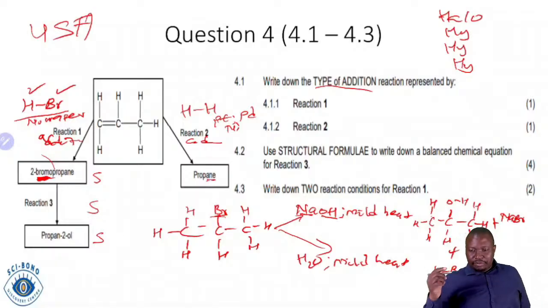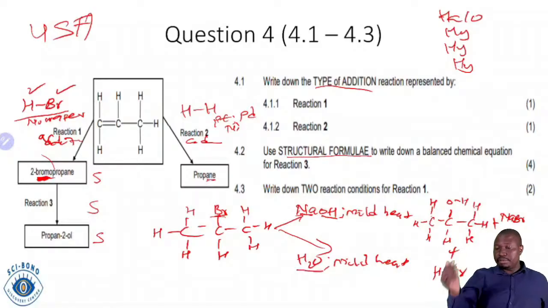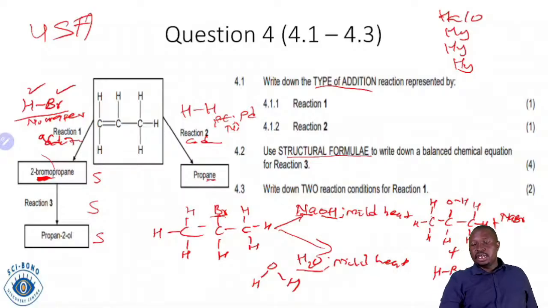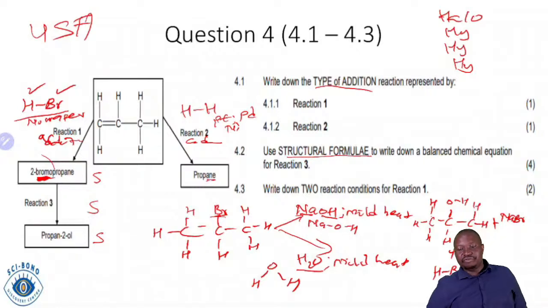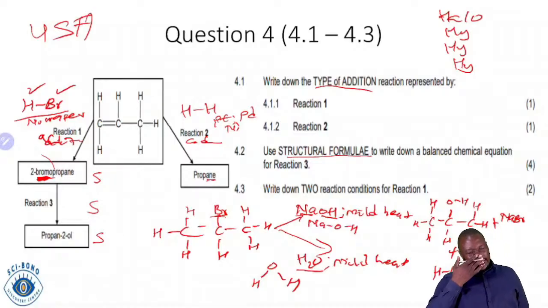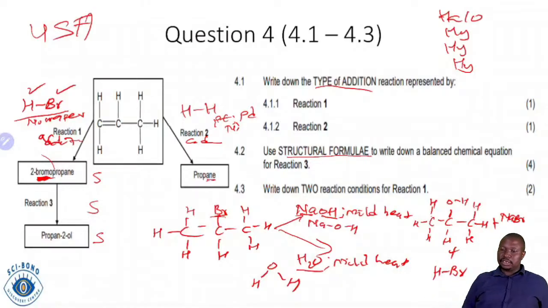Now the trick in terms of this question is that they said use structural formula. So if, for example, you write water like this, it's not a structural formula, you'll lose the mark. You must write your water as a structural formula like that. You get what I'm saying? Because when you say structural formula, you show all the bonds that are involved. So it's very important that you show those bonds. Even for your products, you show all the bonds, and then you are able to get all your marks. 4 marks is a good mark.